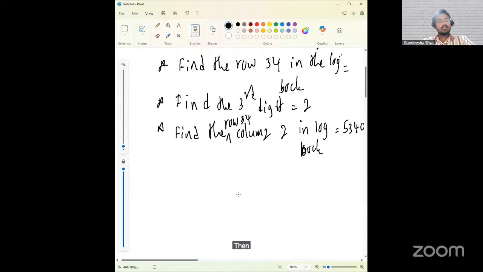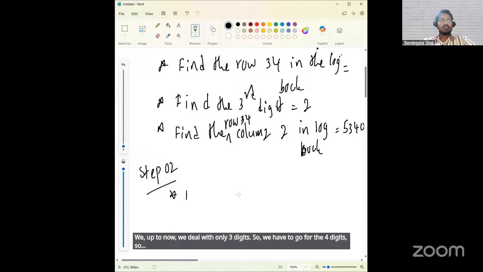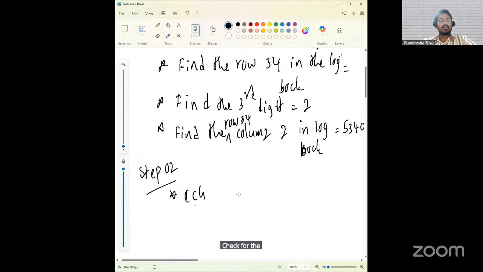Then what is the other part? Step 2. In the same row 34, we are going for the fourth digit. The logarithm value is 4 digits, and up to now we dealt with only 3 digits. So we have to go for the 4 digits. We have to check for the fourth digit.